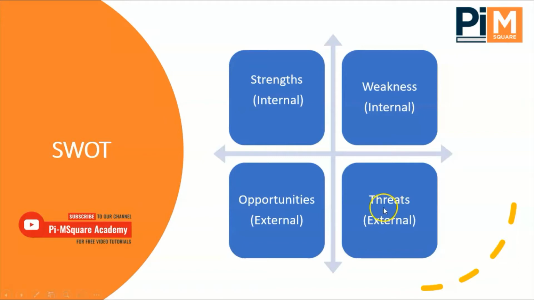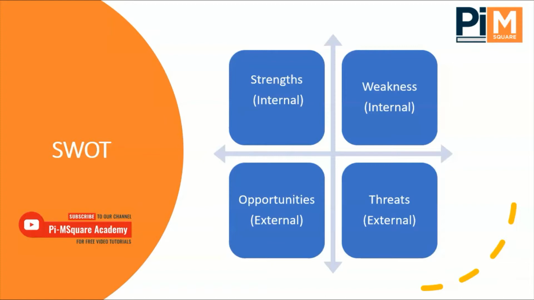As you can see here, strength and weakness are both internal things. These are internal organization things. Opportunities and threats are both external things. Strength and weakness, you can find within your organization, within your company, by understanding different guidelines and everything that we are going to discuss. So strength and weakness are internal; opportunity and threats are external.